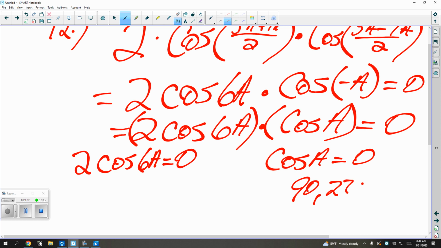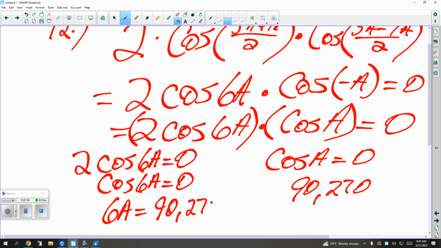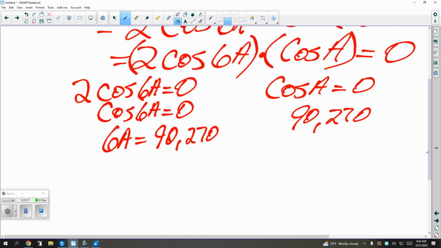And then let's do the left side. Divide by 2, cosine 6a equals 0. And then do the inverse cosine of 0. So it's going to be 6a equals, and now I'm looking for cosine of 0, and it happens at, again, 90 and 270. And now I got to bust out a calculator. 90 divided by 6 is like 15. 270 divided by 6 is 45.